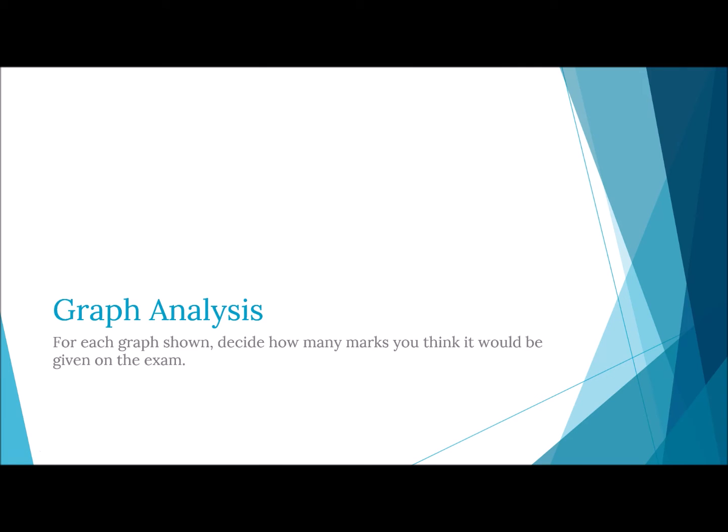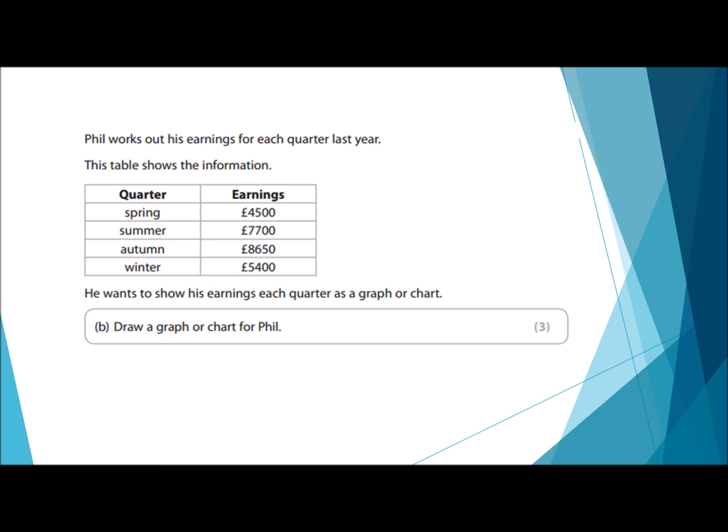We look at another example now, but with a different graph. So again, decide how many marks you would give these graphs. So Phil's working out his earnings for different quarters. He wants to show his earnings as a graph or chart. Well, let's have a look at what's been drawn and decide how many marks out of 3.